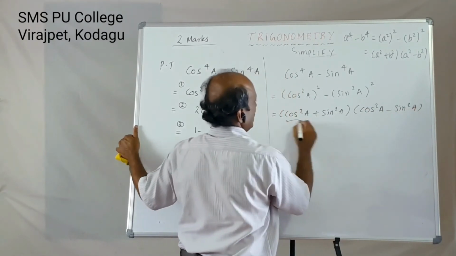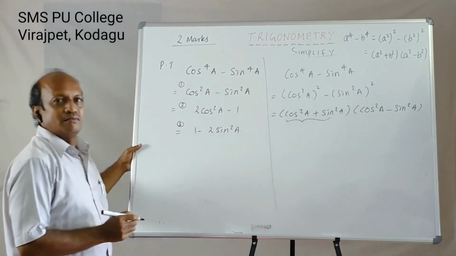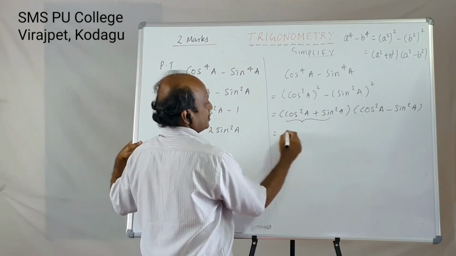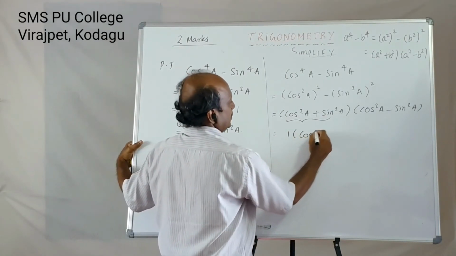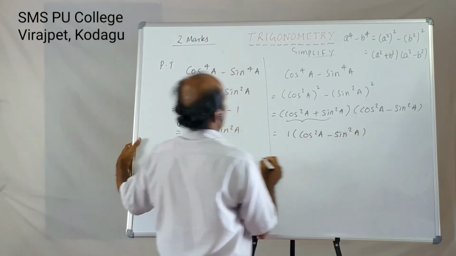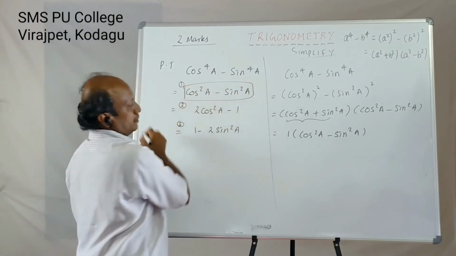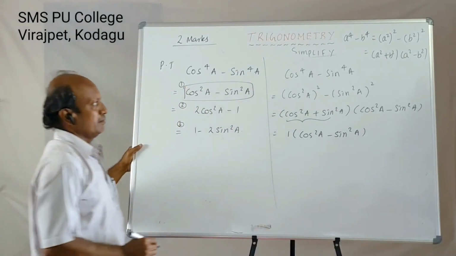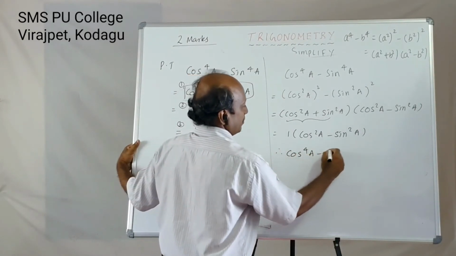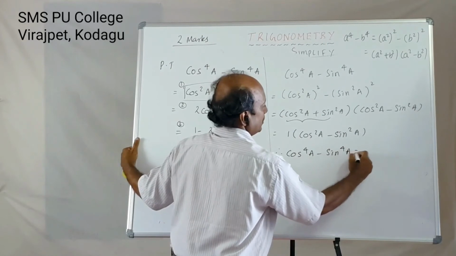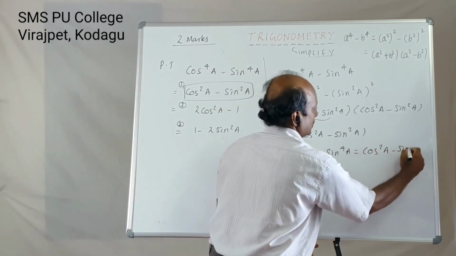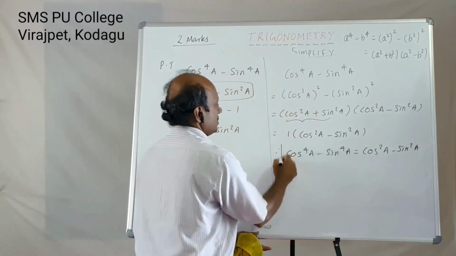What is the value of this? 1. Why 1? Because in the form of identities, sin square a plus cos square a is 1. 1 into cos square a minus sin square a. Now look at this, we have got cos square a minus sin square a. Therefore, what is the first conclusion? Cos to the power of 4a minus sin to the power of 4a you can write as cos square a minus sin square a. Right, the first one is over.